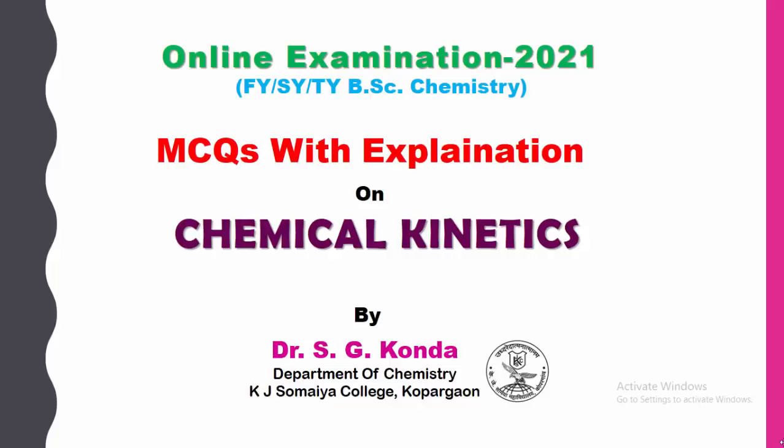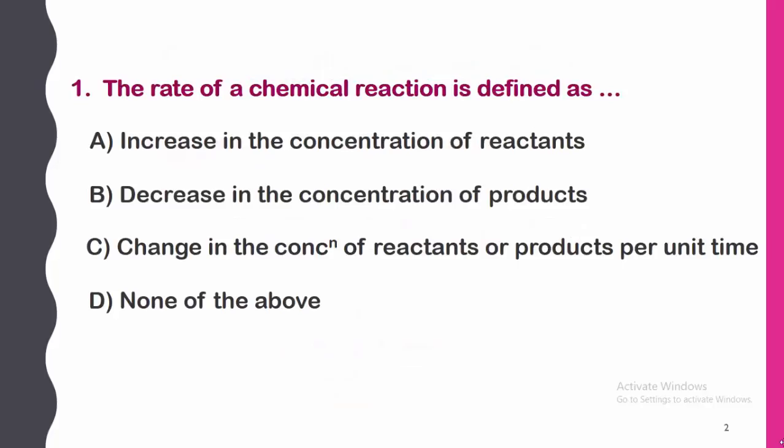Okay, let me start with the questions. The first question: the rate of a chemical reaction is defined as. Options are given: increase in the concentration of the reactants, decrease in the concentration of the products, change in the concentration of reactants or the products per unit time, or none of the above. Here you can see the four options are given.